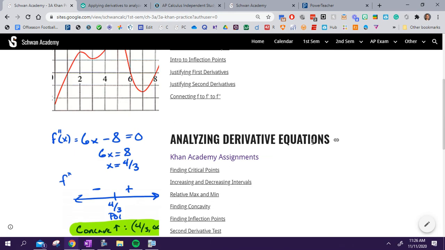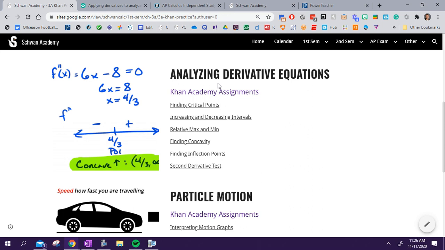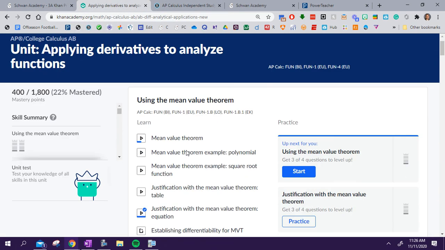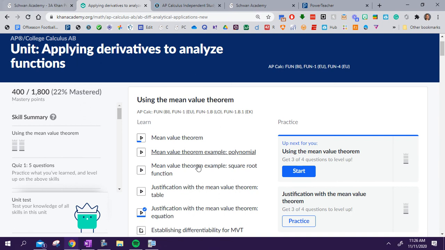Hey, I'm not good at analyzing derivative equations. Then here are the different categories. You click on one. It takes a while to load. Know that. When you click on it, it's going to take like 25 seconds. That's a long time for me on the internet. But once it loads, it's going to get you, oh man.